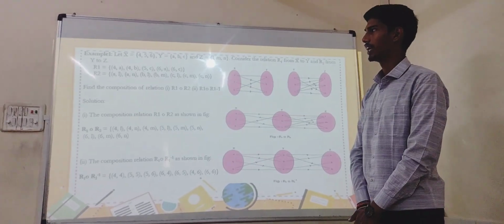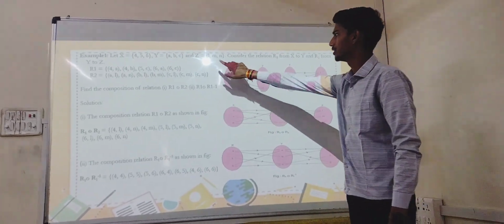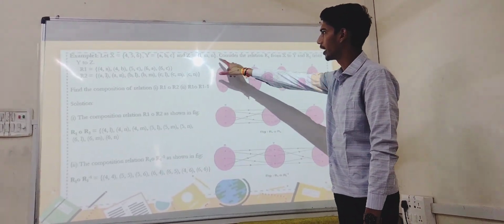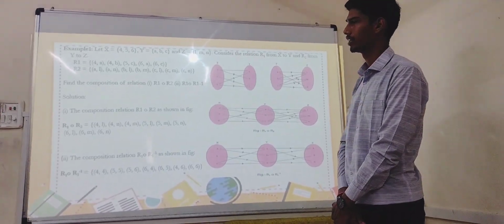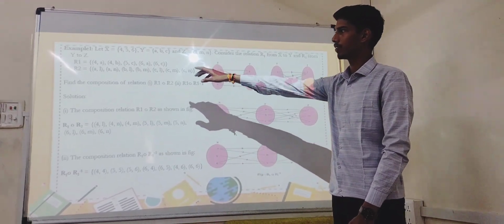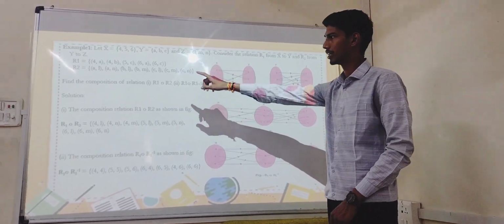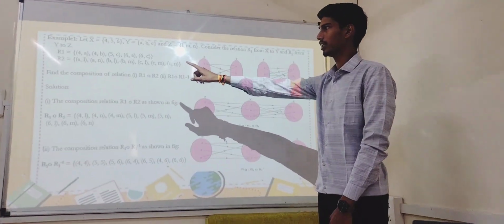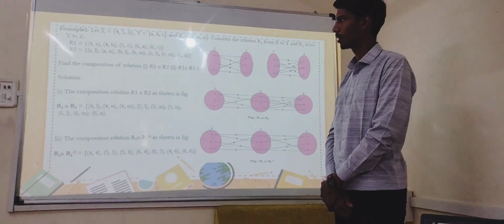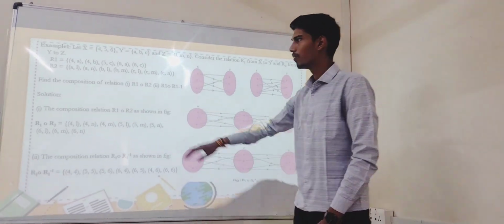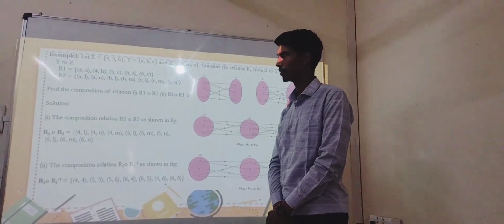Let's take an example. Let X = {4, 5, 6}, Y = {a, b, c} and Z = {l, m, n}. Consider the relation R1 from X to Y and R2 from Y to Z. R1 = {(4,a), (4,b), (5,c), (6,a), (6,c)}. R2 = {(a,l), (a,n), (b,l), (b,m), (c,l), (c,m), (c,n)}. Find the composition of relations R1 dot R2 and R1 dot R1 to the power minus 1.